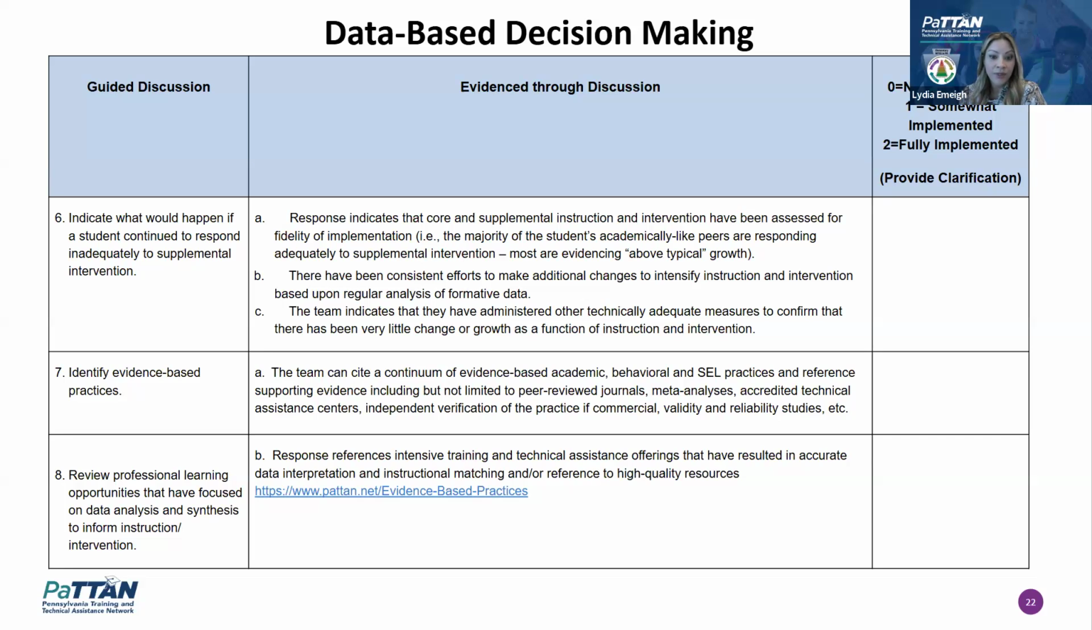Evidence-based practices should be specifically confirmed during this process. For example, the LEA team can verify their use of evidence-based practices through research studies and accredited technical assistance centers. Finally, the database decision-making component of the RTI for SLD Fidelity tool should prompt teams to review professional learning opportunities that have focused on the use of data analysis to inform instruction and intervention. The PaTTAN website offers information regarding evidence-based practices, resources, and a variety of training events.